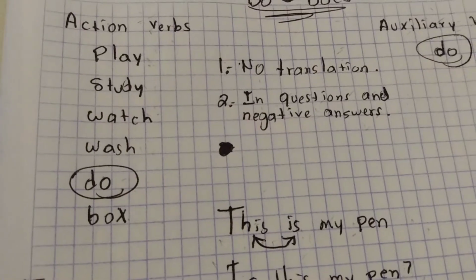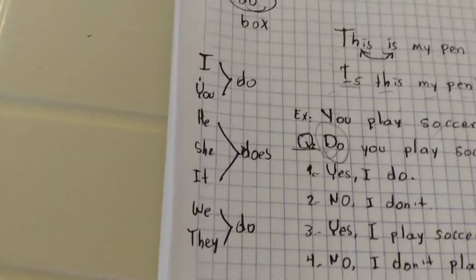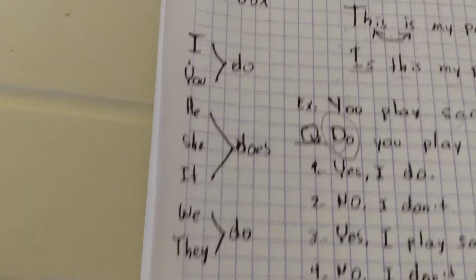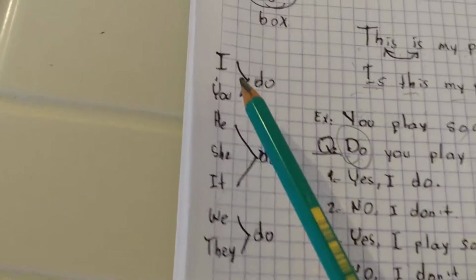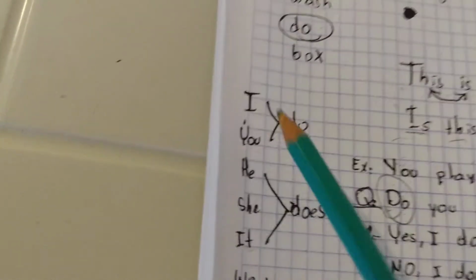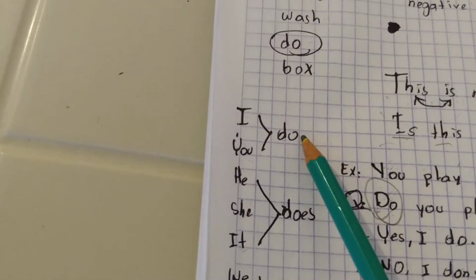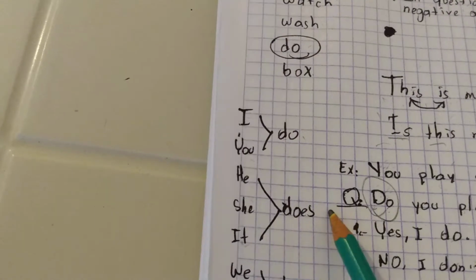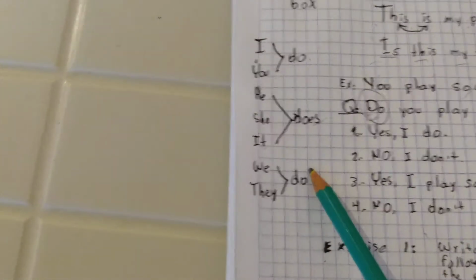Now, I'm going to explain when to use do and when to use does. We're going to use do with I and you, we and they. And I'm going to use does with he, she, it. Let me repeat that. For I and you, we're going to use do. For he, she, it, we're going to use does. And for we and they, we're going to use do.